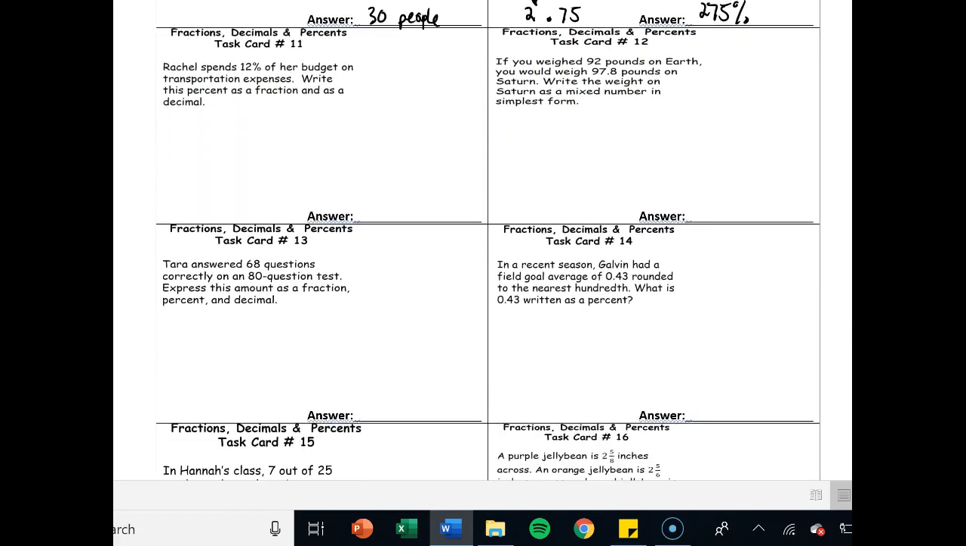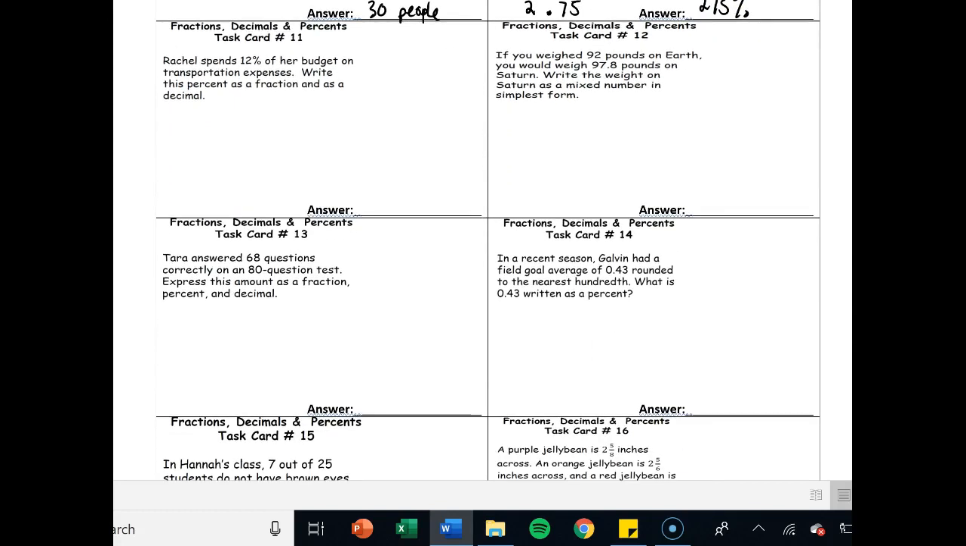Right. Task card 11 says Rachel spends 12% of her budget on transportation expenses. Write this percent as a fraction and decimal. So it's basically telling you to convert a percent to a fraction and decimal. There will be 2 answers here, fraction and decimal. Make sure you read these problems carefully so you don't just put a fraction and then forget the decimal.